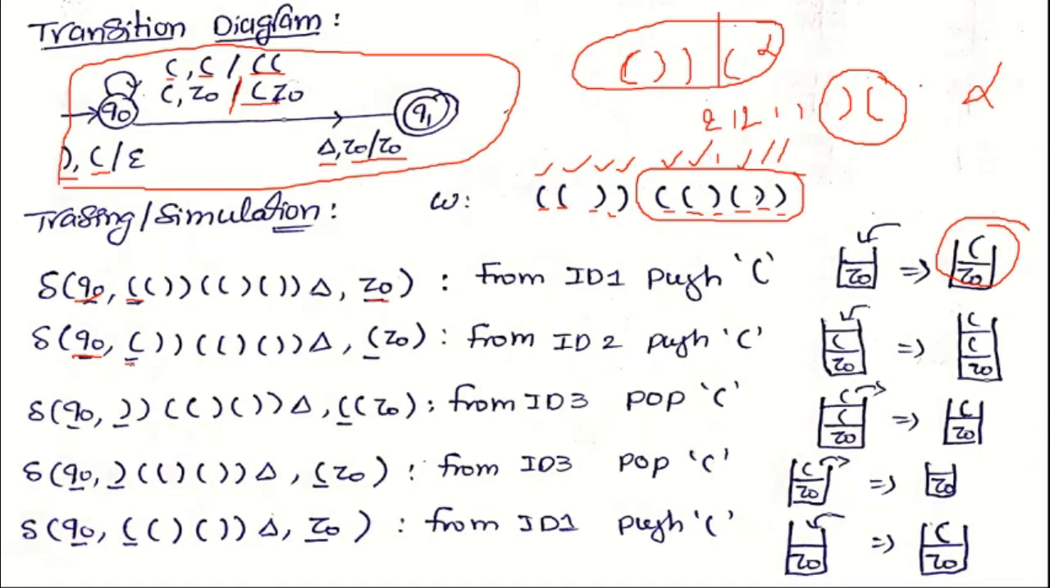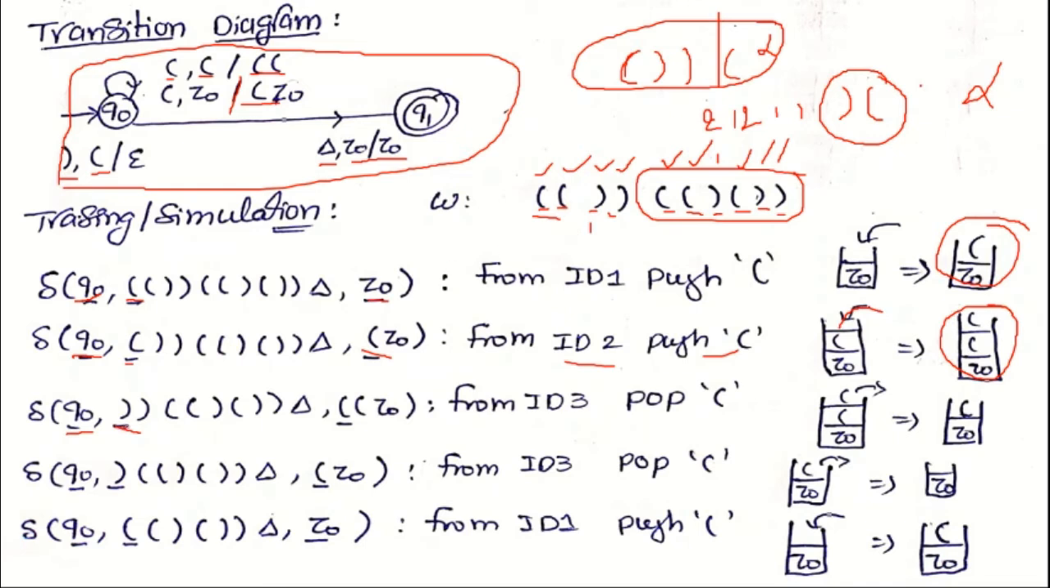Next the input is also an open parenthesis, and the top of the stack is an open parenthesis. So based on ID2 we perform the push operation. This is the previous configuration of the stack. After performing the push operation, this is the stack, two open parentheses, and we go to the same state q naught. Next from q naught, the next input symbol is a closed parenthesis. The first two are already completed, and the remaining is a closed parenthesis.